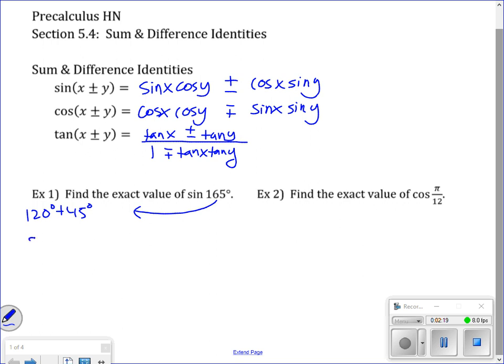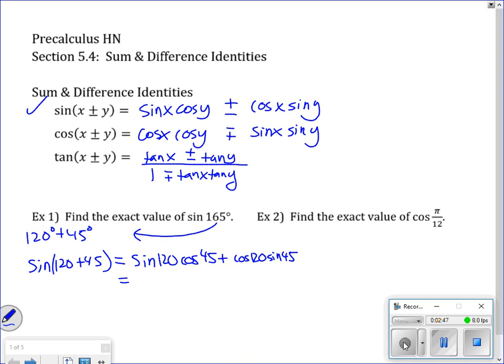So we are going to do the sine of 120 plus 45 right here. That means I can split it up using this rule right here. So it's the sine of 120 degrees times the cosine of 45. And it was addition, so I'm going to keep addition here. Then I do cosine of 120 times the sine of 45. And these are things that I know. I've got my unit circle.